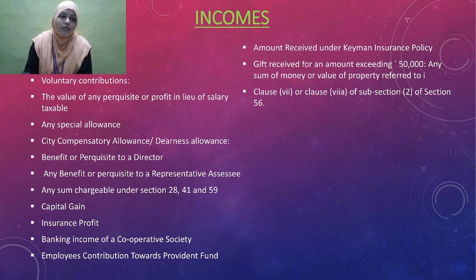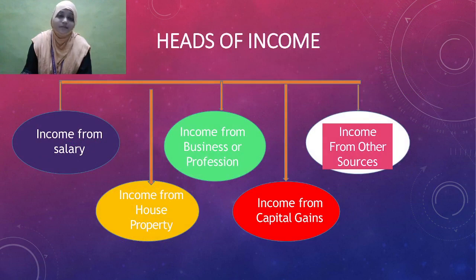Incomes include voluntary contributions, profit in lieu of salary, city compensatory allowances (CCA), any kind of allowances given by the company, benefits or perquisites to directors or representative assessees, insurance profits, banking income of a cooperative society, employee contribution towards the provident fund (PF), or any other amount received under a keyman insurance policy. These kinds of incomes are subject to income tax.